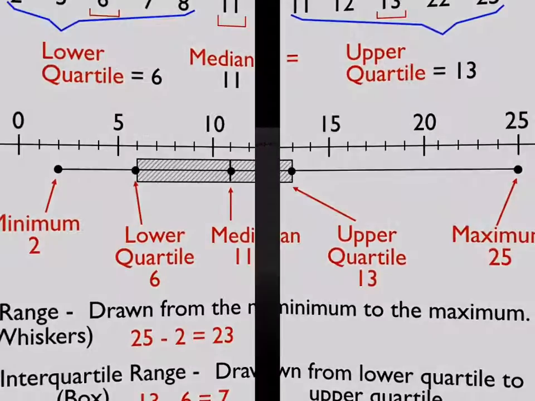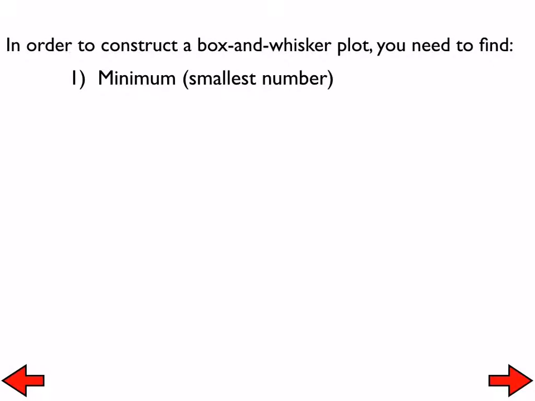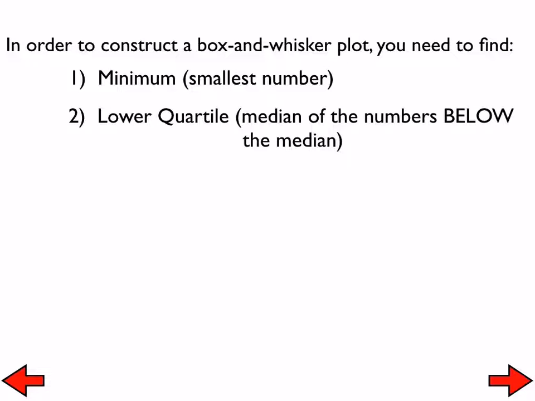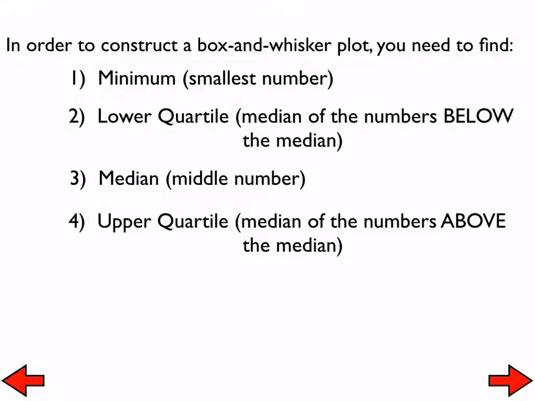So now, in order to construct a box and whisker plot, you need to find the minimum number. You get that from putting them in order from smallest to biggest. You need to find the lower quartile, which is, once again, the median of the numbers below the median. You have to find the median. You have to find the upper quartile, which once again is the median of the numbers above the median. And then we have to find the maximum number, which once again you get from putting the numbers in order from smallest to largest.